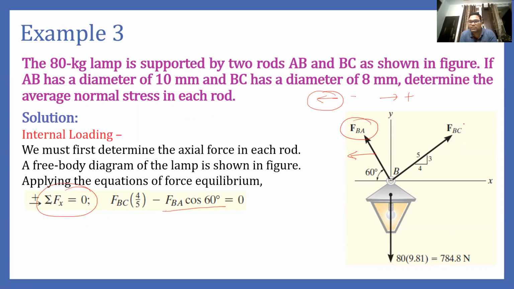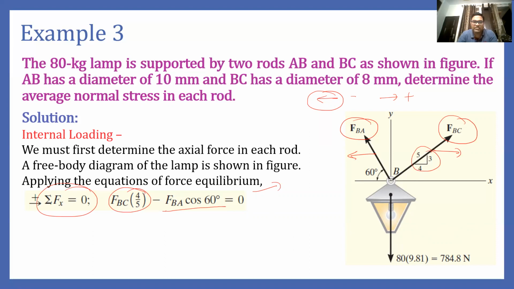Similarly, the horizontal force component of FBC will be FBC cos theta. Here we are given the triangle in right triangle form, 3, 4, 5. So here it will be FBC 4 by 5, and the direction is positive. So it becomes FBC 4 by 5 minus FBA cos 60 degrees equals 0. This is our first equation. We cannot find FBC and FBA from this equation alone, so we will write the second equation.